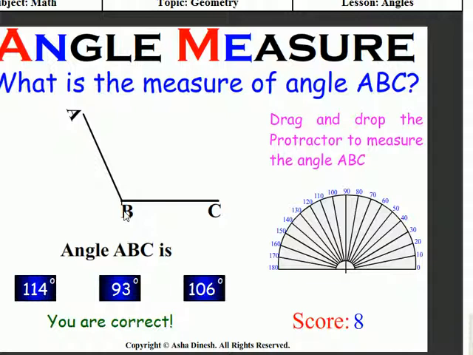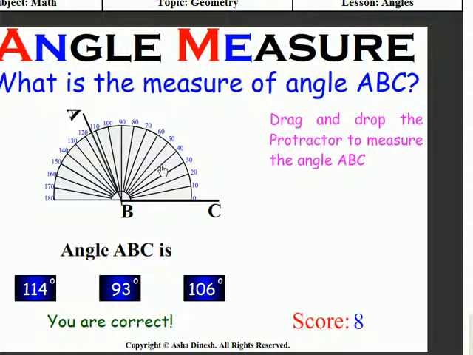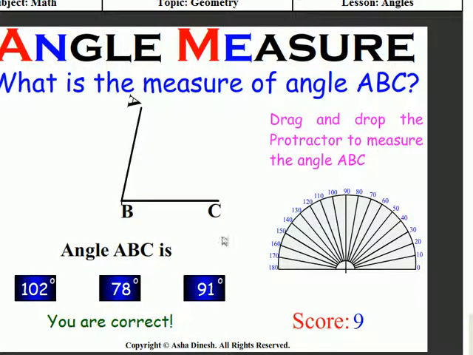What about that one? That's a little bit trickier because look, it definitely looks more than 93. It looks 114 or 106. I don't know. I'm not really sure. So let's put the protractor up here. Put it right there. What do you think it is? Yeah, it looks like 114. Yeah. All right. What do you think that one is?